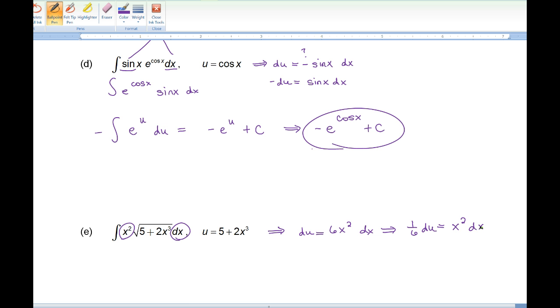Basically what happens is if I'm missing a coefficient, it can only be a real number. You can't just multiply by x on both sides or something like that. If I have a 6x squared dx, but I only have x squared and dx, you have to compensate by dividing everything by 6 or multiplying by 1/6. Does that make sense? So 1/6 du is going to replace my x squared dx.